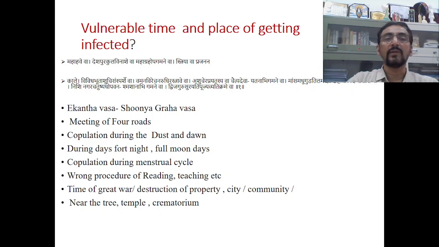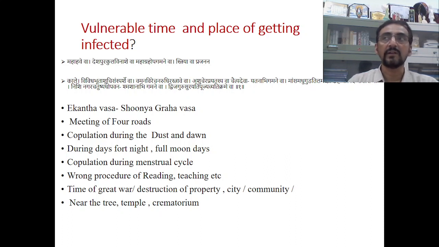Now further, the vulnerable time and place for getting infected. What is that? This is again explained by Vagbhata. He says Shunya Gharavasa, that means a crematorium-like area. So these are the most infected areas and the chance of getting infected is more.